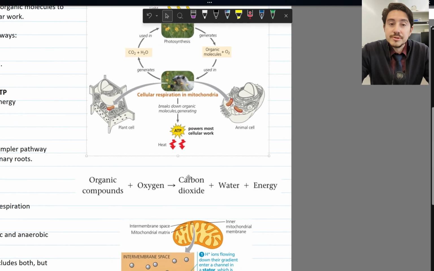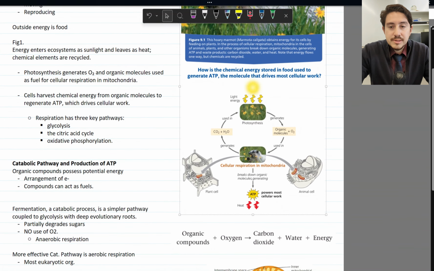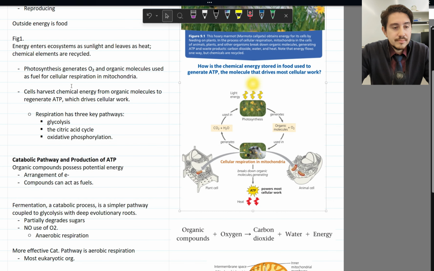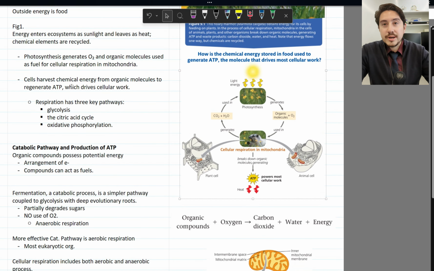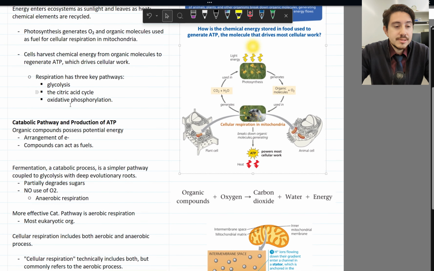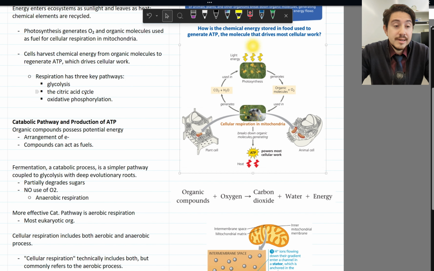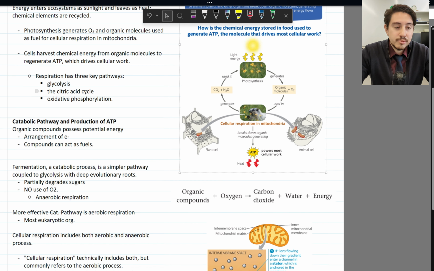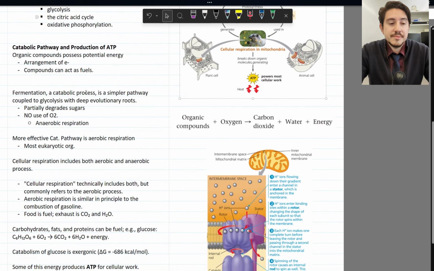Okay, let me go back to my notes. As I mentioned already, photosynthesis generates oxygen and organic molecules, and that is used as fuel for cellular respiration in mitochondria. Cell respiration is broken down into 3 key pathways: glycolysis, the citric acid cycle, and oxidative phosphorylation. We're going to see those in depth in this chapter.